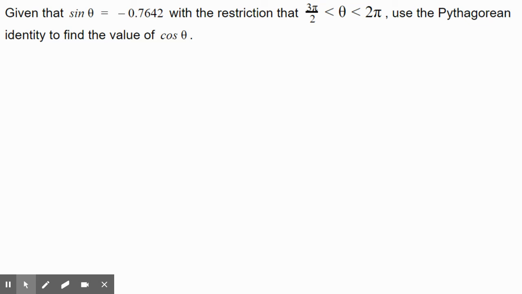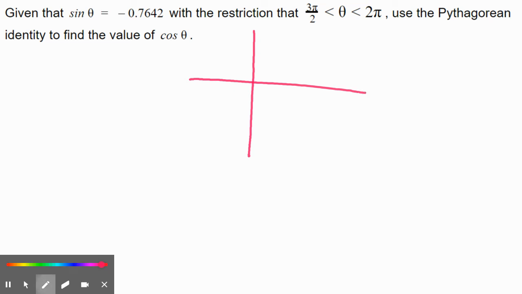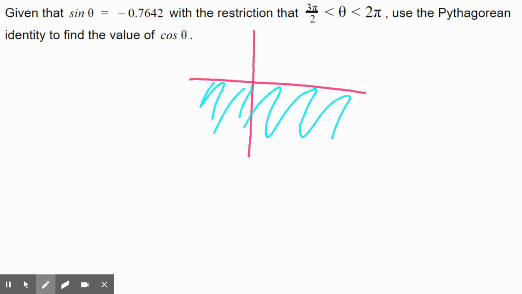Okay, these are calculator ones. Given that sine of theta equals negative 0.7642 with the restriction that, and so on. There's just a tiny little trick to this, because we just have to remember what sine and cosine are on the unit circle, right? If you're on the unit circle, and we'll just draw sine. Sine is negative, so it's going to be somewhere down here, right? Because it's the y-coordinate.